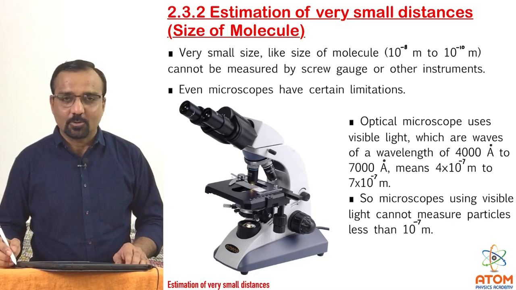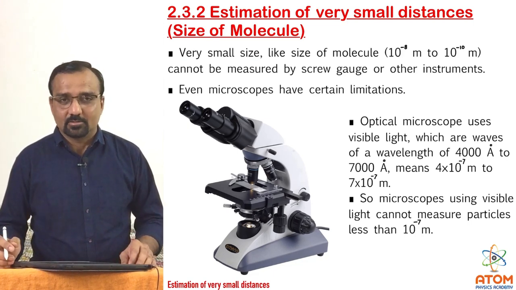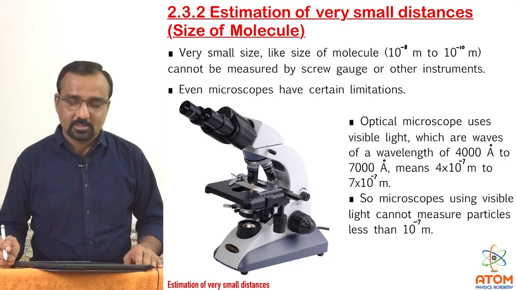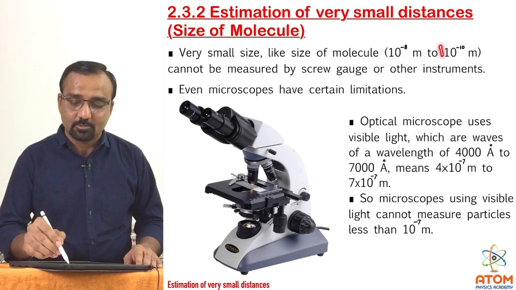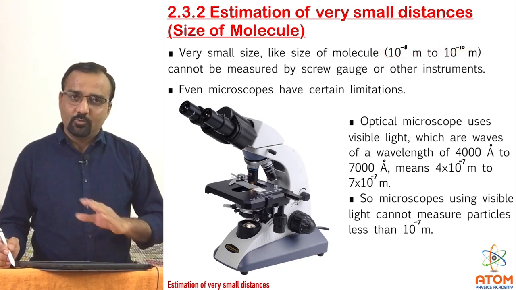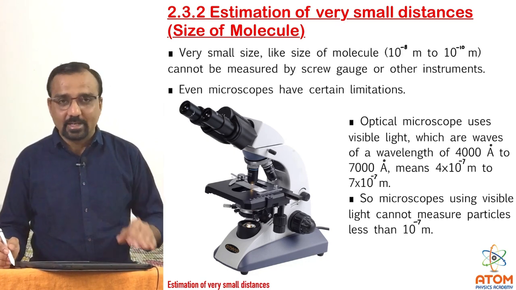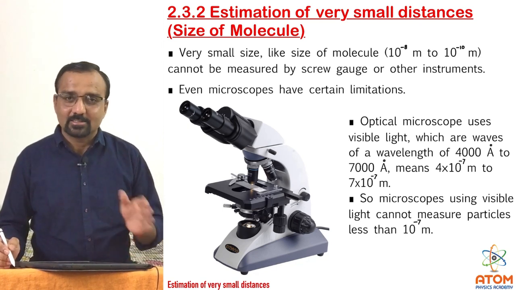Let us see an interesting topic, 2.3.2 Estimation of Small Distances, of chapter 2, Units and Measurement. When it comes to estimation of very small distances, like the size of molecules, the size of molecules is in the range of 10 raised to minus 8 meter to 10 raised to minus 10 meter, which obviously we cannot measure by vernier calipers or screw gauge. By screw gauge you can measure up to 10 raised to minus 5 meter only, not less than that.